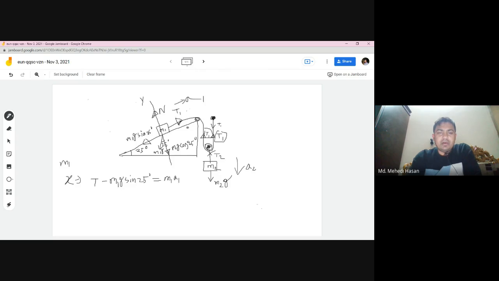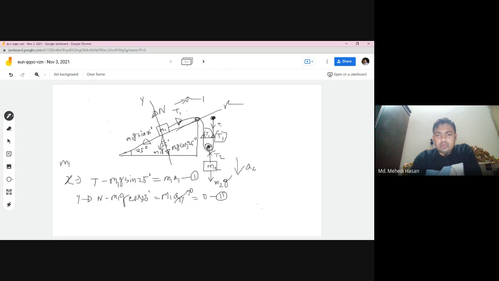This is the side view, and all of the acceleration of the object is along the x-axis. We are considering this as the x-axis. This is equation number 1. Now along the y-axis, it will be N minus M1 g cos 25 degree, which is equal to M1 A1y, and this part is 0. There is no acceleration along the y-axis, so this is equal to 0. This is equation number 2.